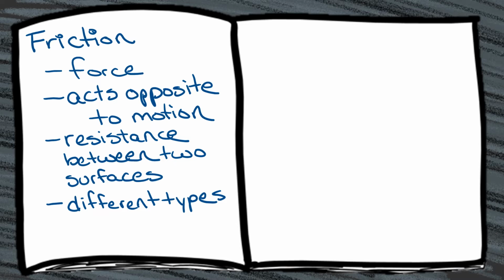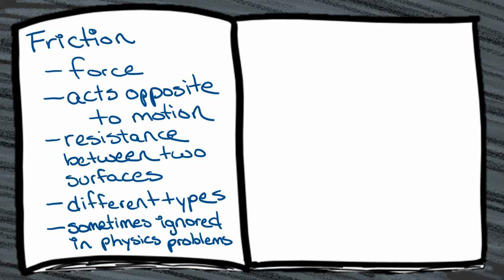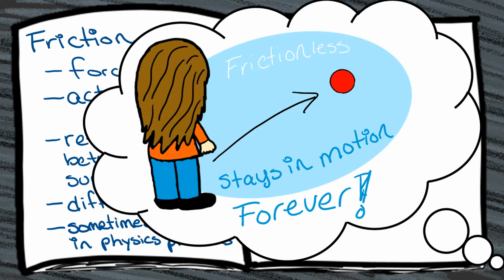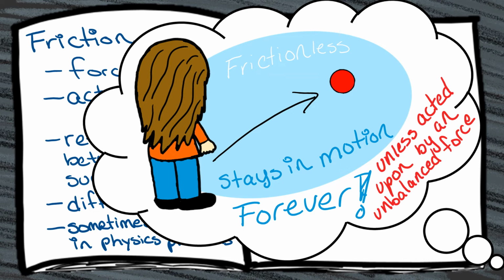Thus, in most physics problems, we tend to just ignore friction or state that the scenario is on a frictionless surface so that we can focus our attention on other outside forces that may be acting on that object, which is causing it to change its state of motion. Yes, Alex, that's right. Unless an unbalanced force acted on it, it would continue to move.